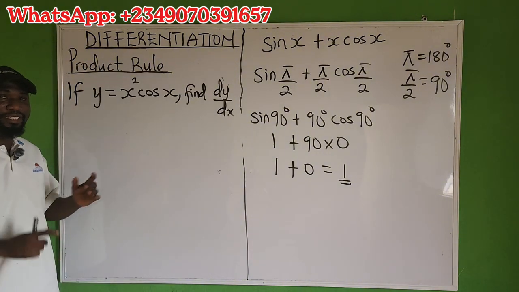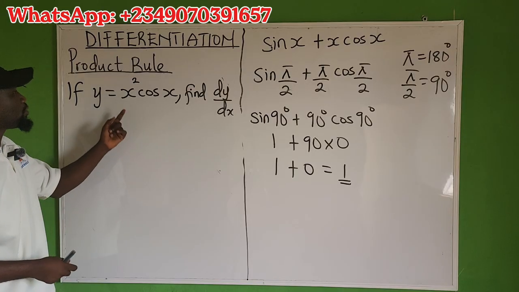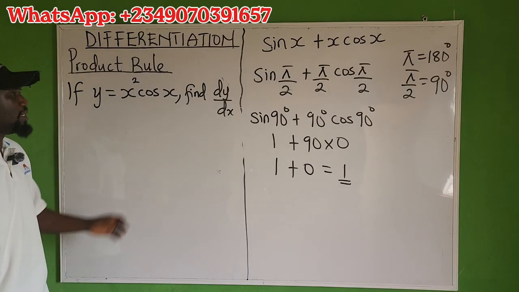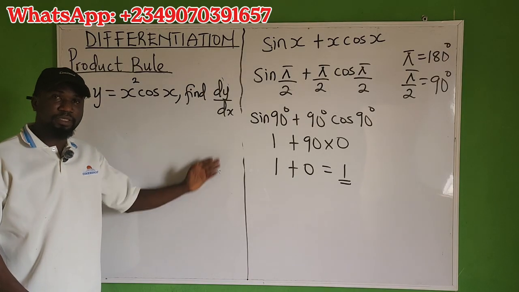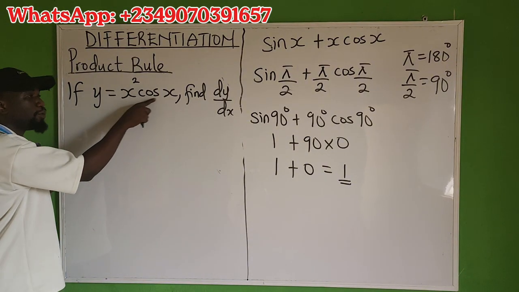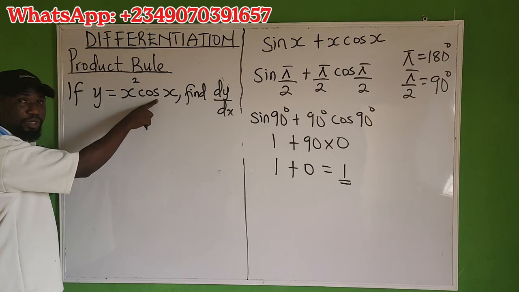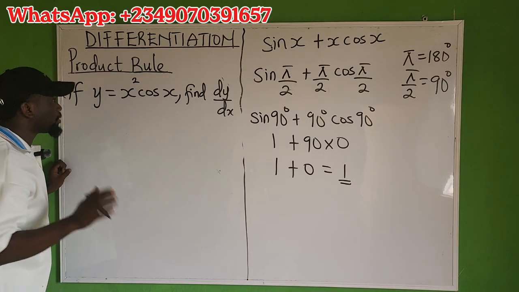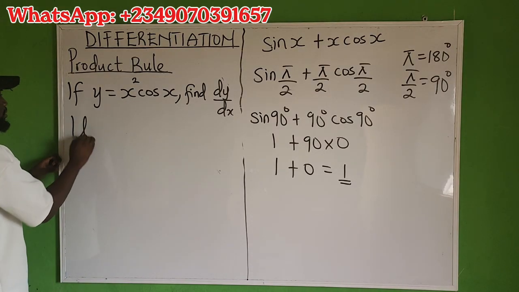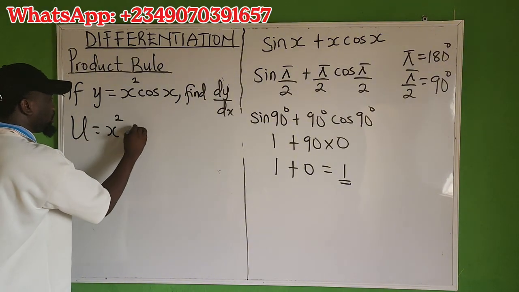So the last one here is a very simple question. It says, if y is equal to x squared cos x, then find dy over dx. So x squared now is multiplying cos x. This algebra here is multiplying cos x. So we are going to be making use of the product rule. So u now is what? It is x squared. So let's get du over dx.